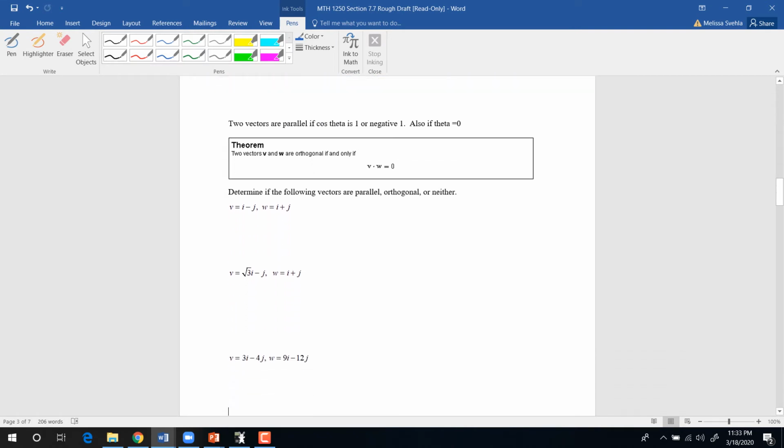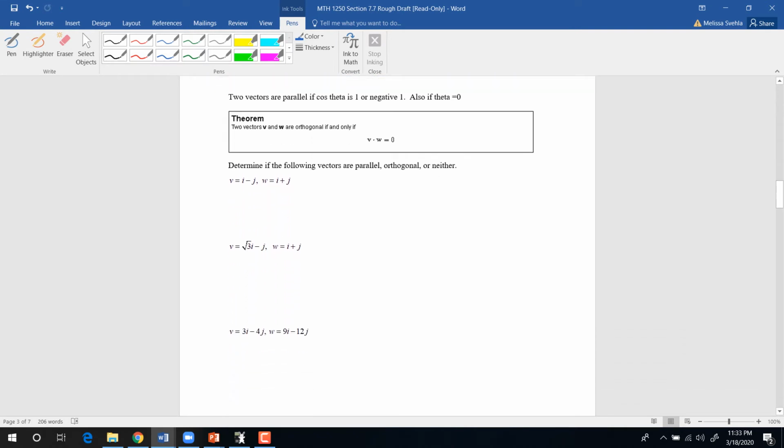Okay, and then in 7.7, you are going to be asked if it's parallel, orthogonal, or neither. Orthogonal is actually just a fancy word for perpendicular, except it's 3D. So if I have two vectors, one going here and one going here, they essentially make a 90-degree angle. So that's why v dot w is equal to 0.